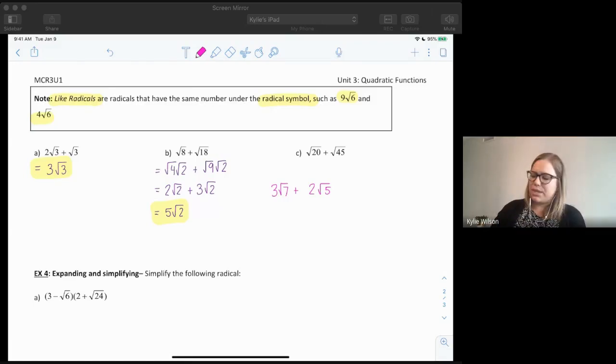It's very similar to if I had this, 3x squared plus 2x. These two things are not like terms, so we can't combine them. Similarly, these two are not like terms, so I can't combine them. It's very much the same idea. But that's a really good question, so I'm really glad you asked that.